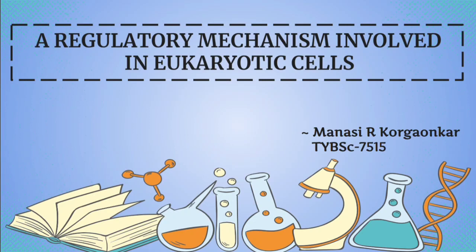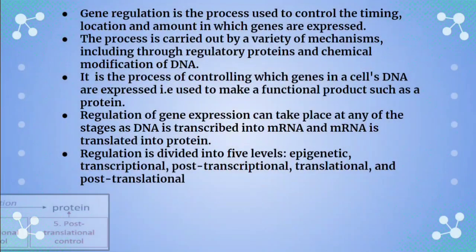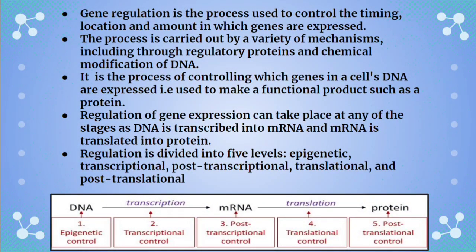I am going to explain about a regulatory mechanism involved in eukaryotic cells. So first, let us understand what is gene regulation. Gene regulation is the process used to control the timing, location and amount in which genes are expressed. The process is carried out by a variety of mechanisms including through regulatory proteins and chemical modifications of DNA.